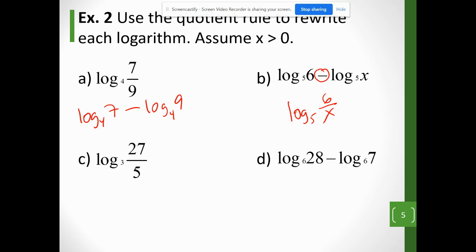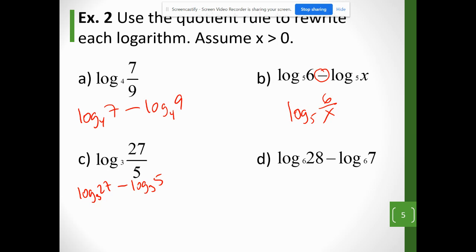Looking at example C, it is given to me as a division, right? A fraction is a division. So I'm going to split it as a subtraction of 2 logarithms. So I'm going to call this log base 3 of 27 minus log base 3 of 5. Simplify each logarithm if possible.